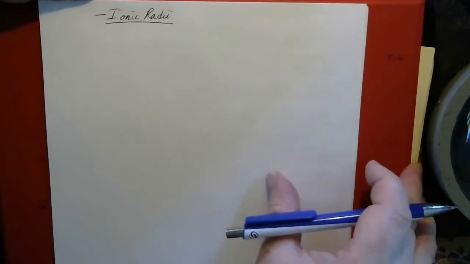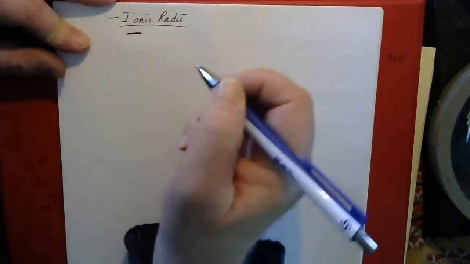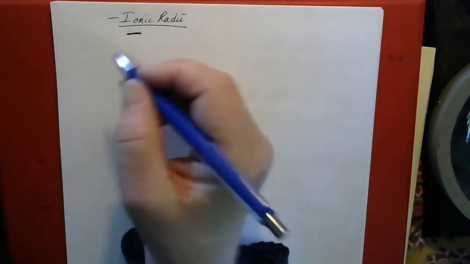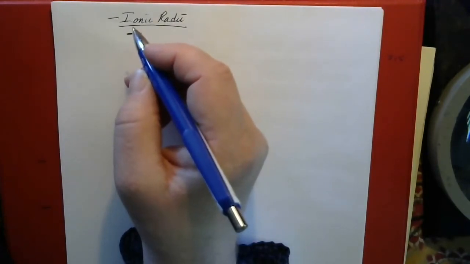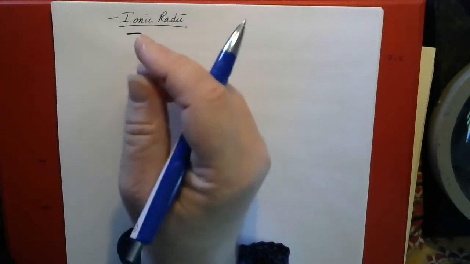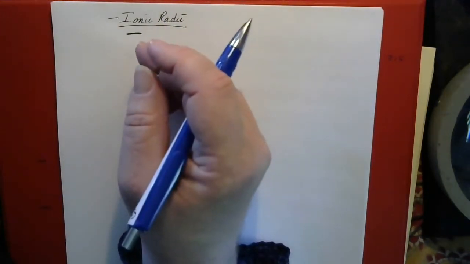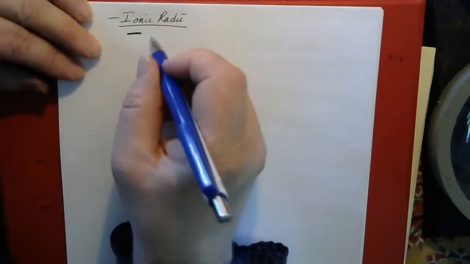As for ionic radii, as opposed to atomic radii, it takes a little bit of thinking to come up with the reasoning behind why the ionic radii are the way they are compared to the atomic radii. For the atomic radii, it's pretty simple and straightforward. But for the ionic radii, like I said, it's a little more complicated.